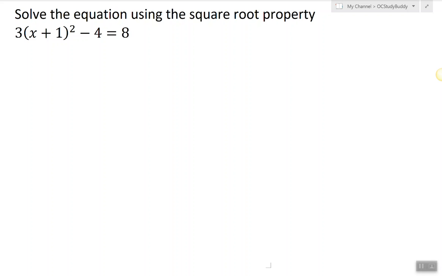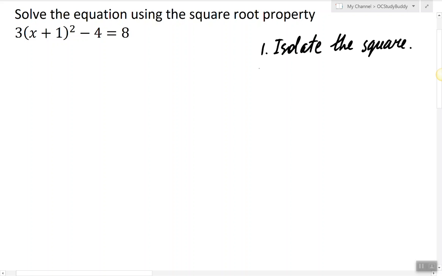In this video, I will show how to solve a quadratic equation using the square root property. And first, let me remind you that to solve a quadratic equation using the square root property, we first isolate the square. Then we use the square root property.